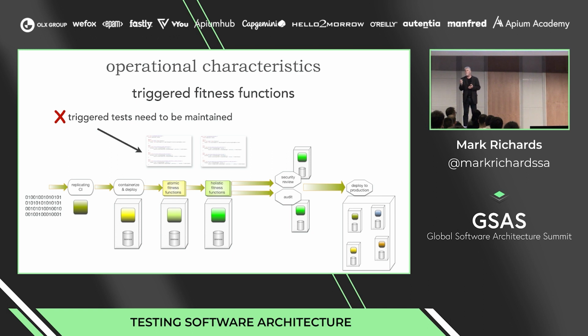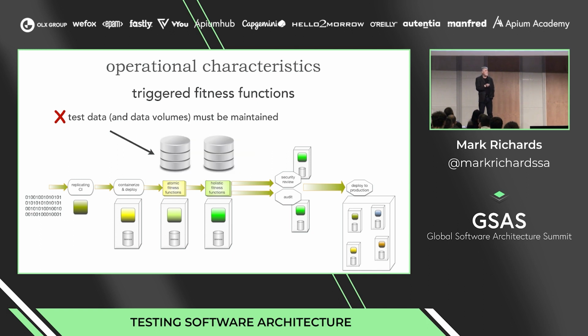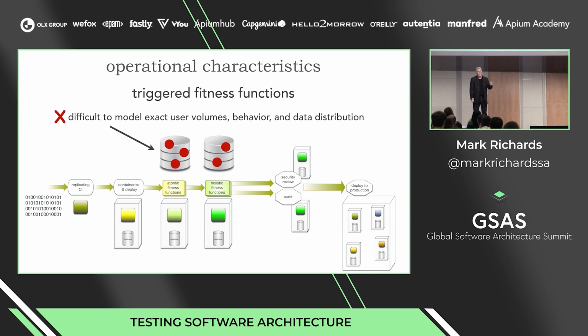And that's not only expensive, but it's probably the most horrible job you could have. No one wants to do this. No one wants to pay for these tests. But even worse, we have to maintain corresponding test data and the volumes of that data. But it gets even worse than that. My negative experiences with triggered fitness functions are really trying to model user behavior. Getting the appropriate level of volumes of data, the types of actions a user would take, is actually really hard.